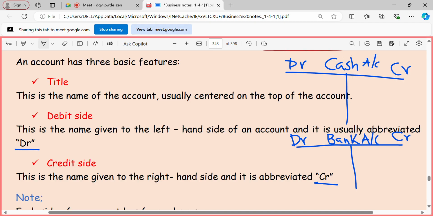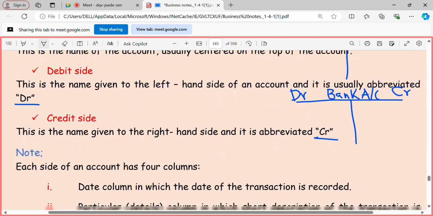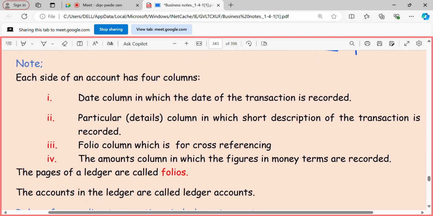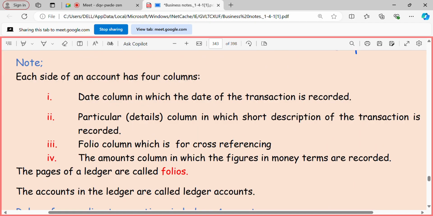Then within it, we are going to add the date, the details, the folio, and also the amount. So it's not that difficult. Each side of the account normally has 4 columns. So we have the date. You need to have the particulars, or you can call it the details.